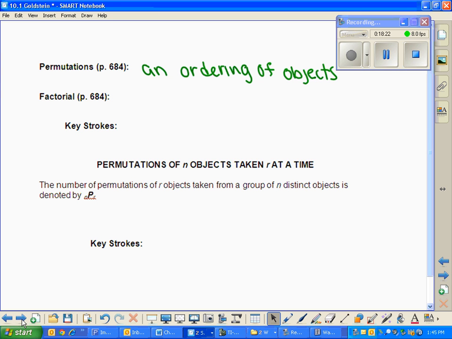Factorial. Get excited. Exclamation. N factorial. That's how you say this. N factorial. And it is defined as n times n minus 1 times n minus 2 times all the way down to 1. All the way down. So if we're doing 100 factorial, we have to do 100 times 99 times 98 times 97. All the way down to 1.